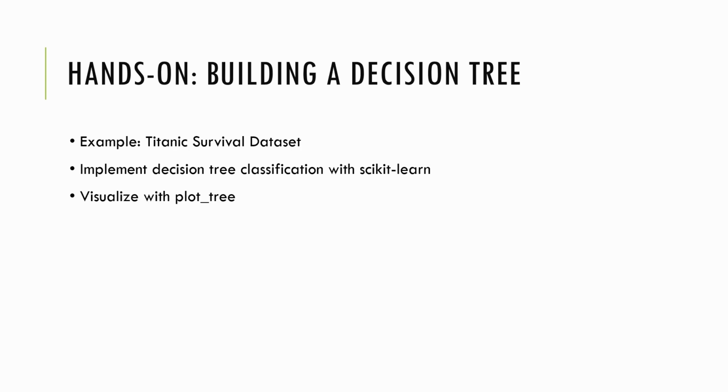Let's now put this into practice. We will use a dataset such as the Titanic survival dataset to build a decision tree. Using a tool like scikit-learn, we will create a tree that classifies whether a passenger survived or not based on features like age, sex, and class. We can visualize the tree to see how the decisions are made at each step.